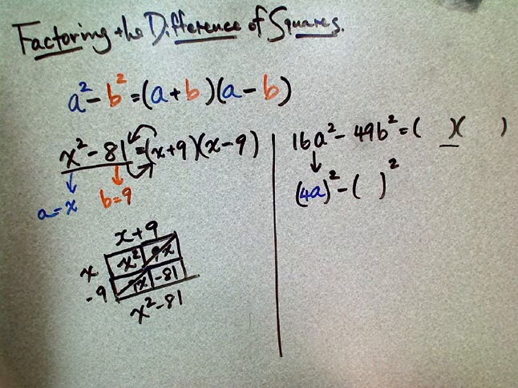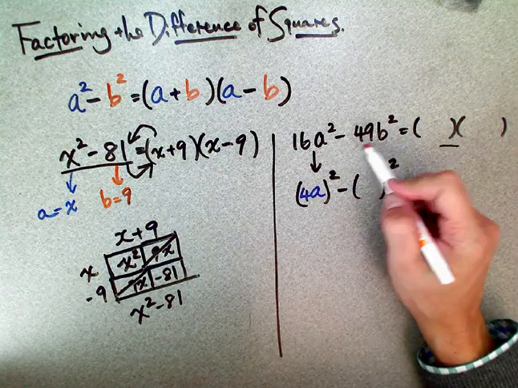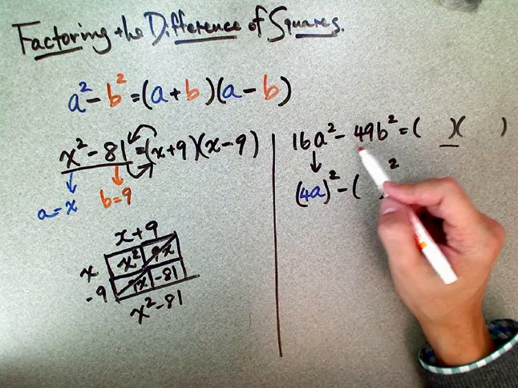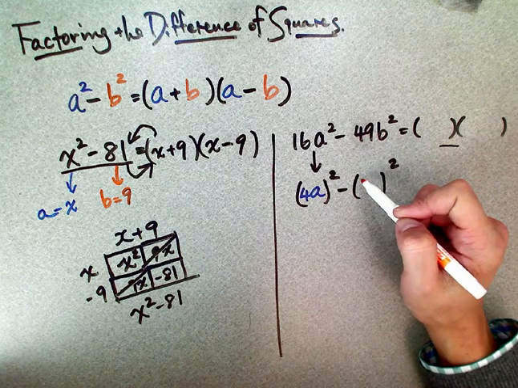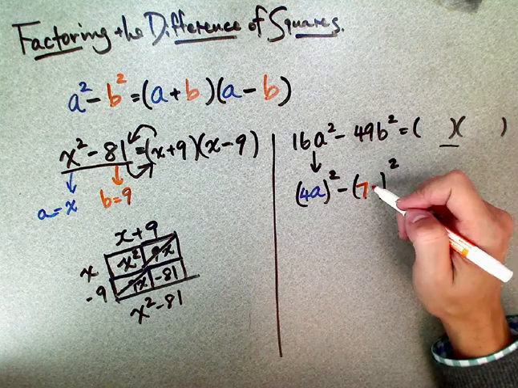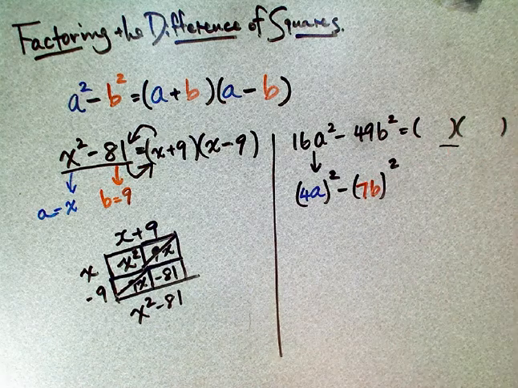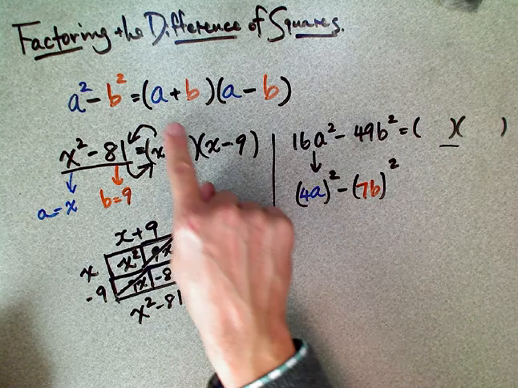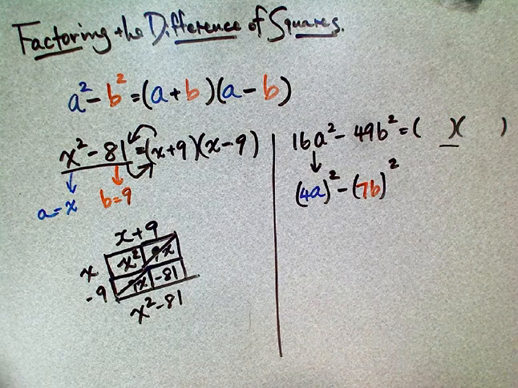Now 49b squared. What times what gives us 49b squared? Well, first let's think about what times what is 49. 7, right? 7 times 7. And then b times b gives us b squared. In this case, a is 4a, b is 7b in this formula. So we're going to replace that.